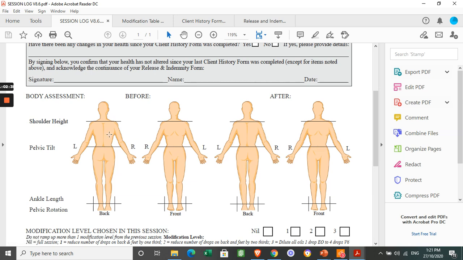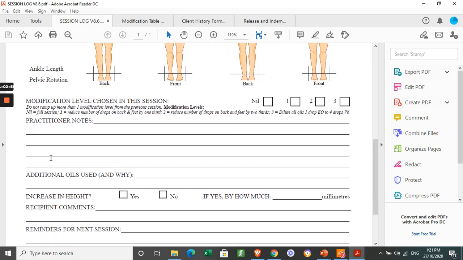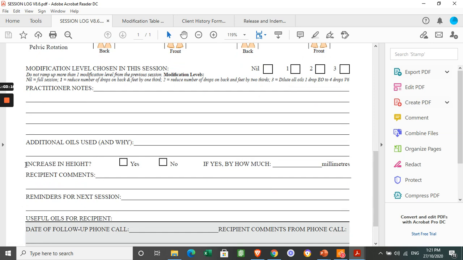However, if a person had injury and you were doing Hot Stone or scar tissue, you may choose to mark certain areas of the body to remind you that that is where there's going to need to be some caution. You're going to remind yourself on the session log what the modification you've chosen to use is. And then you're going to make some notes about what you observed during the session. You can add additional oils here and why you've used them. Increase in height is relevant to VitaFlex and Raindrop technique.